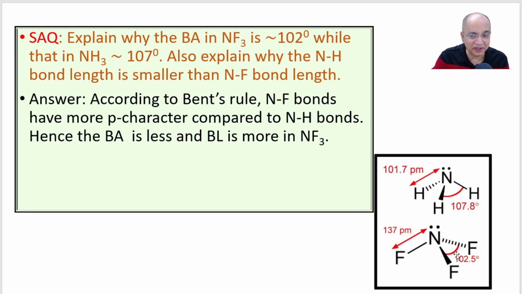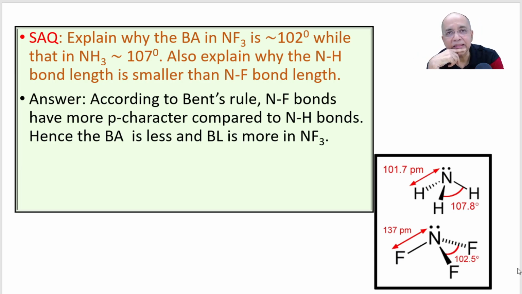Now another question, a very interesting question: ammonia compared with NF3. About polarity you have already known why NF3 is very weakly polar compared to ammonia, taking dipole moment as a vector quantity. But I am asking about the bond angle. In ammonia it is approximately 107, and it is 102 in NF3. How to explain this?